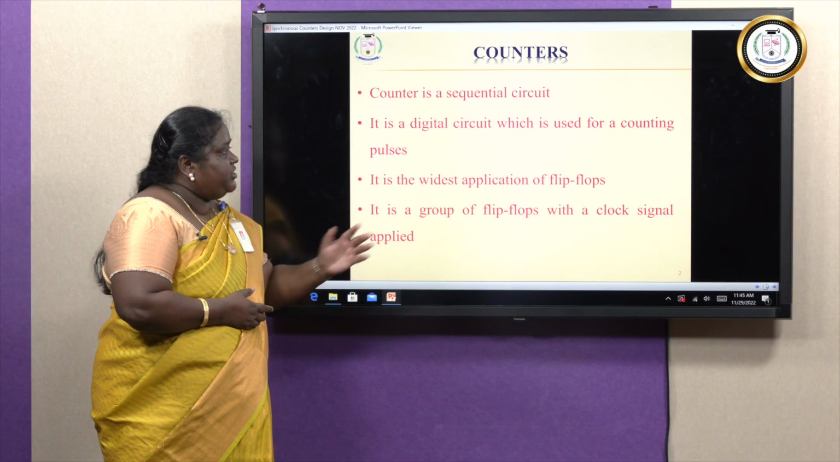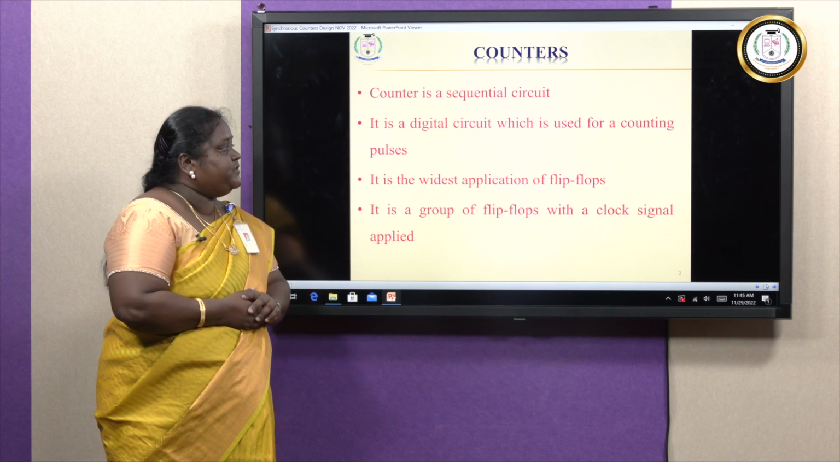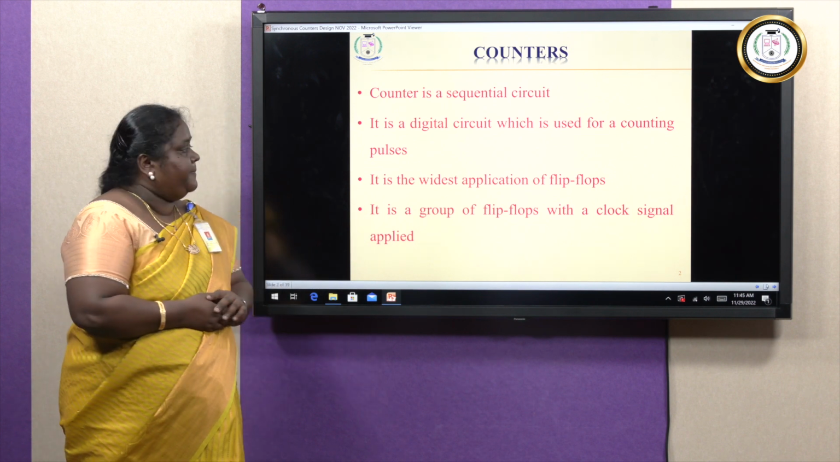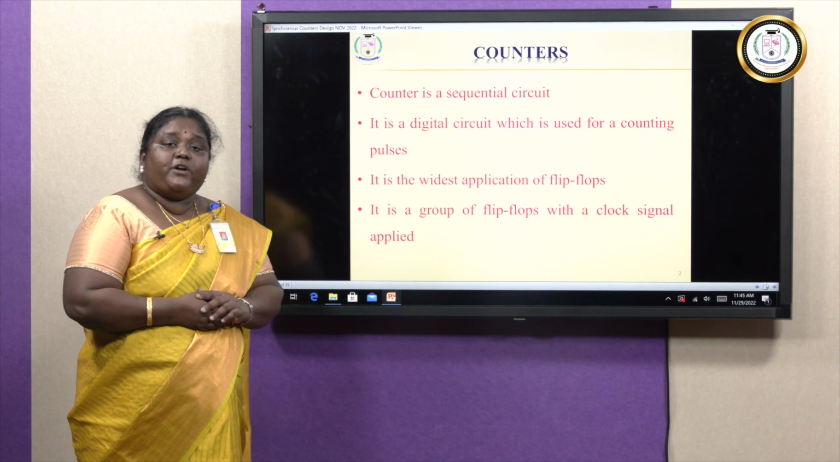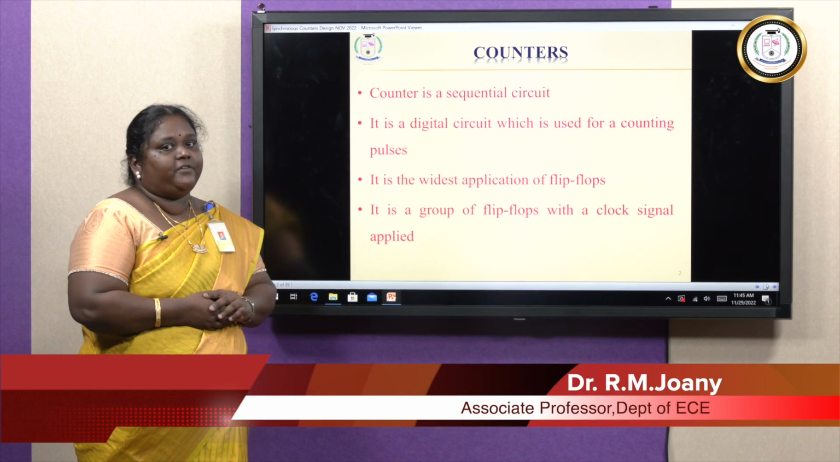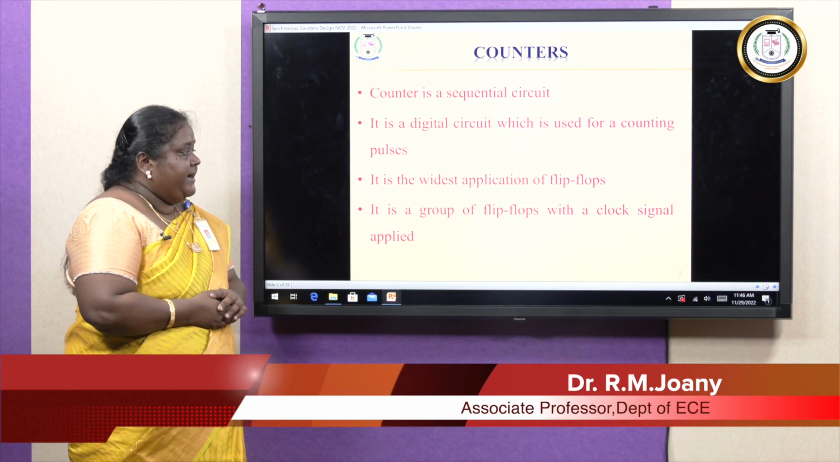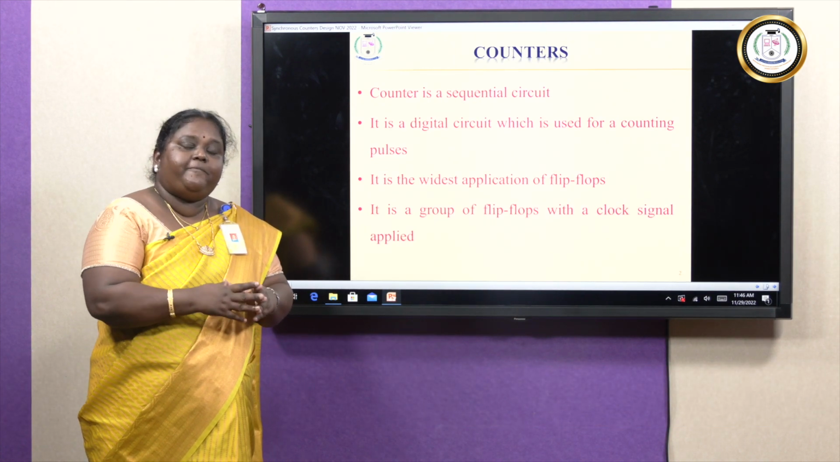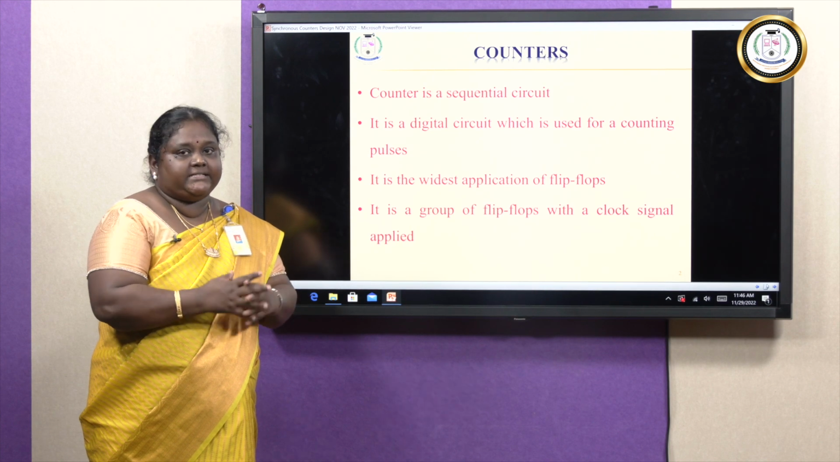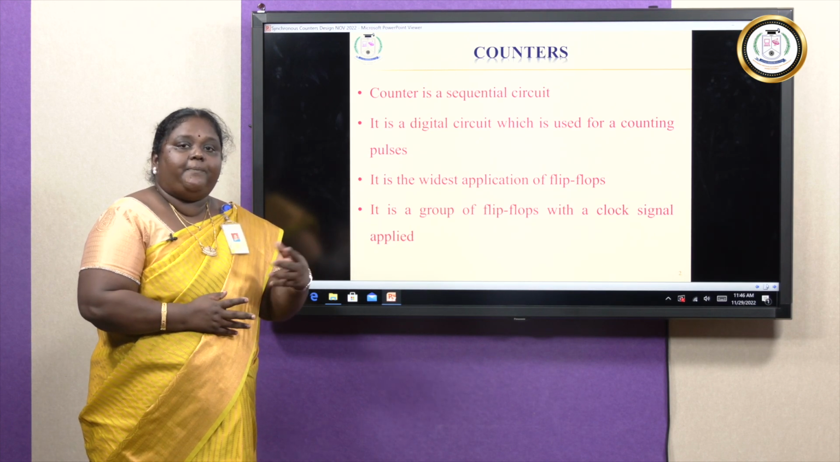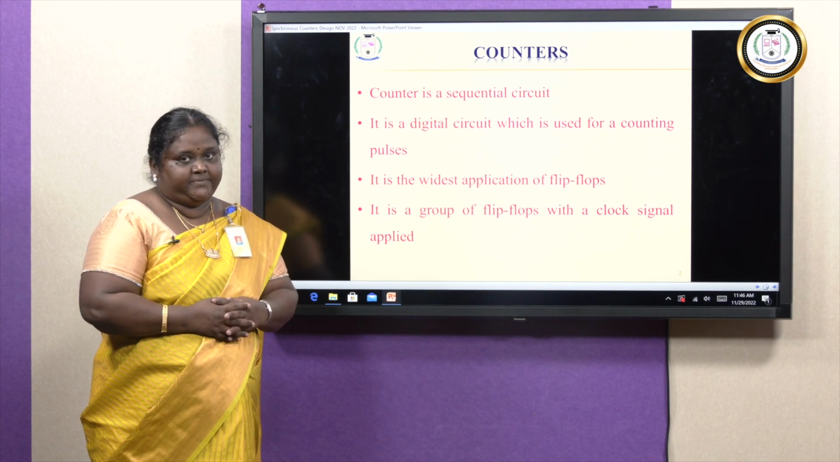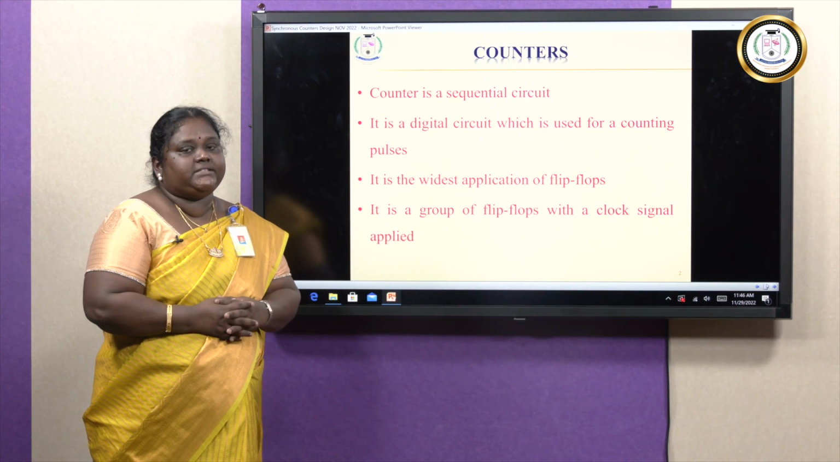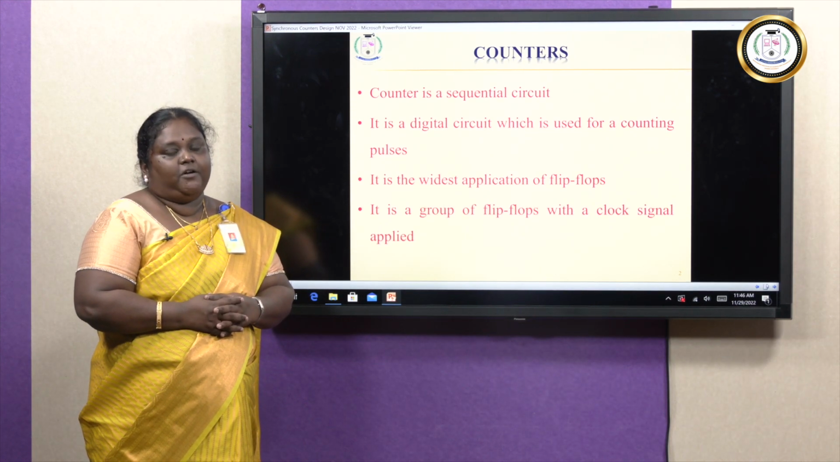In digital logic, it is actually used for counting pulses, and it is one of the widest applications of flip-flops. It is designed with the help of flip-flops connected in a cascaded fashion and applying a digital clock to it. That is the simple information about a counter.